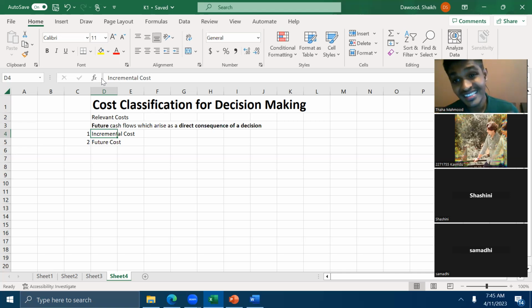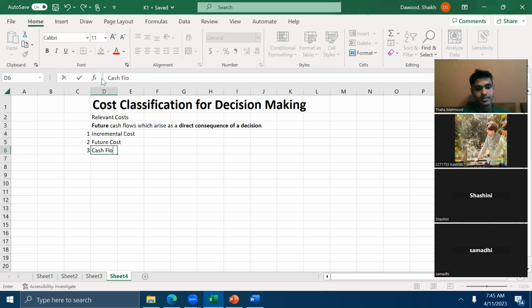The second one is it should be a future cost. අපි අනාගතයේ මේක දරන්න ඕනේ. It can't be a past cost. Example which is against this characteristic would be the sunk cost. Sunk cost කියන්නේ past cost එකක්. අපි already incur කරපු cost එකක්. Sunk cost would be irrelevant to decision making because it's not a future cost. The third one would be it should be a cash flow.